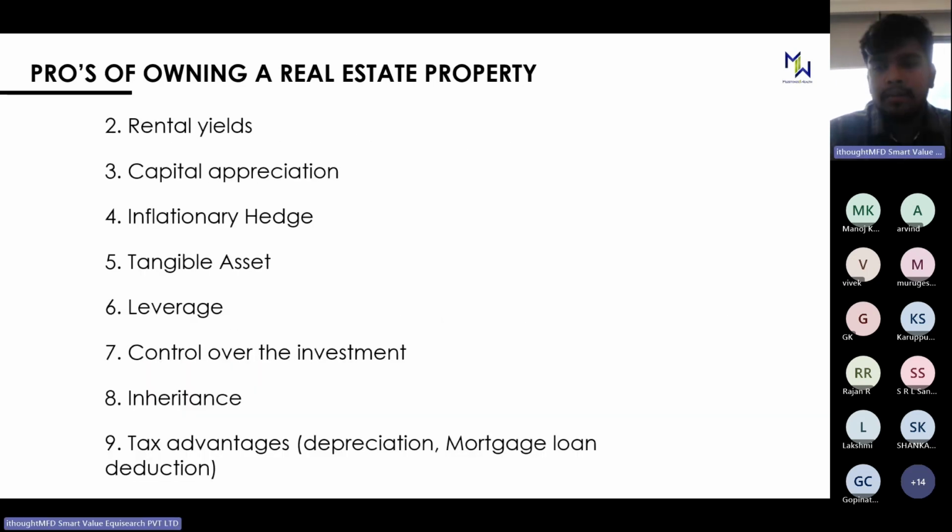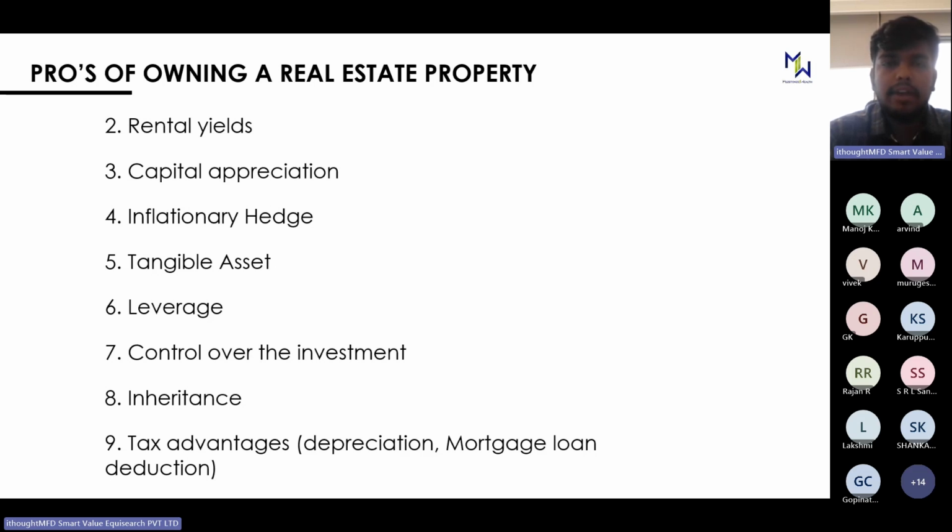The second one is rents. If you have an own house and you give it for rent, you'll get a steady income from the rents. The third one is capital appreciation. Holding an asset class, be it equity or real estate, a good investment will give you returns. So here capital appreciation happens.